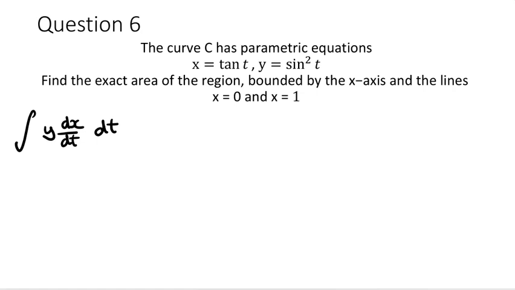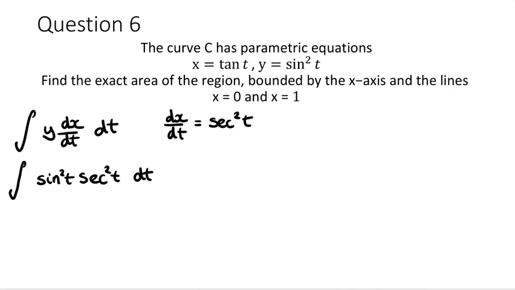So y we already have. We're going to need to find dx by dt. So dx by dt, differentiate tan, it's in the formula book, you just get sec squared. So now we can just plug this in. We've got y, which is sine squared, times dx by dt, which is sec squared.